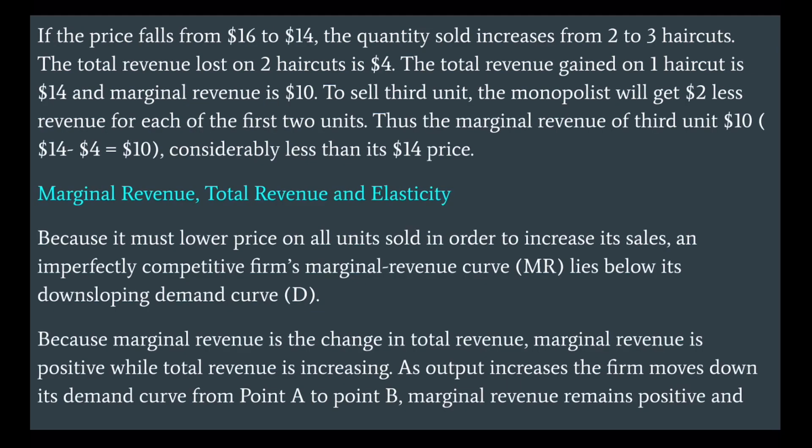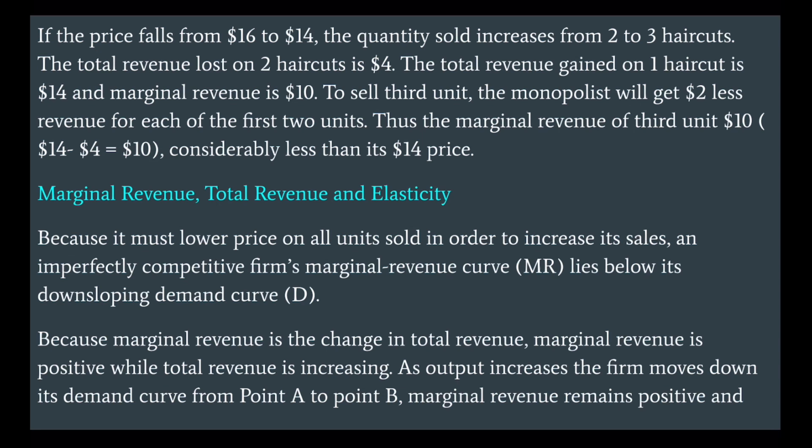If the price falls from $16 to $14, the quantity sold increases from 2 to 3 haircuts. The total revenue lost on 2 haircuts is $4. The total revenue gained on 1 haircut is $14, and marginal revenue is $10. To sell the third unit, the monopolist will get $2 less revenue for each of the first 2 units. Thus, the marginal revenue of the third unit is $10. That is $14 minus $4 equals $10, considerably less than its $14 price.